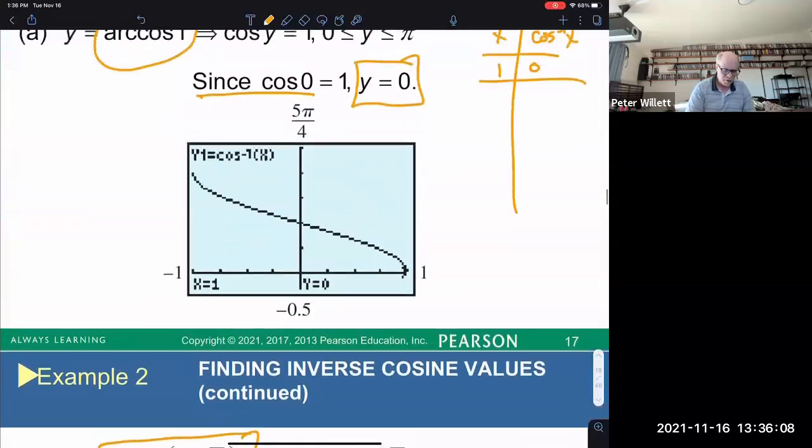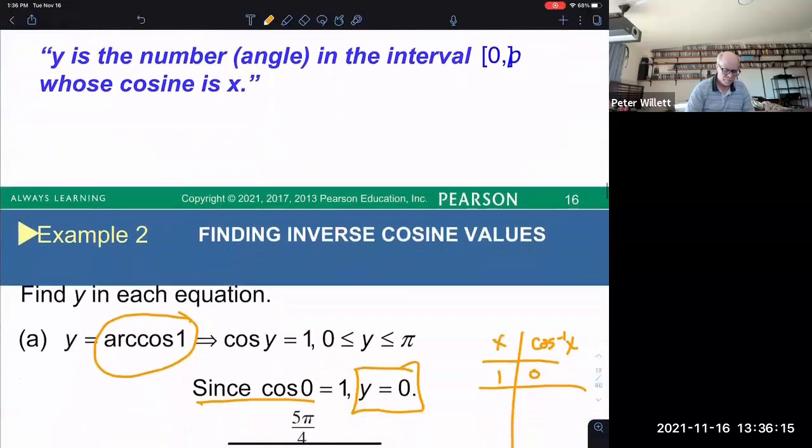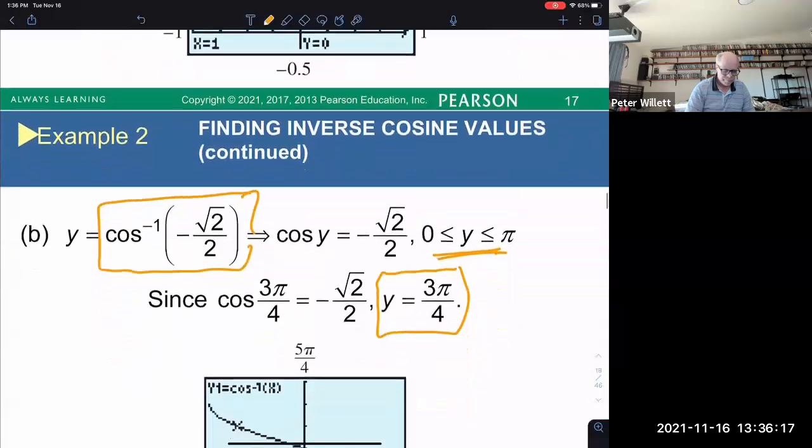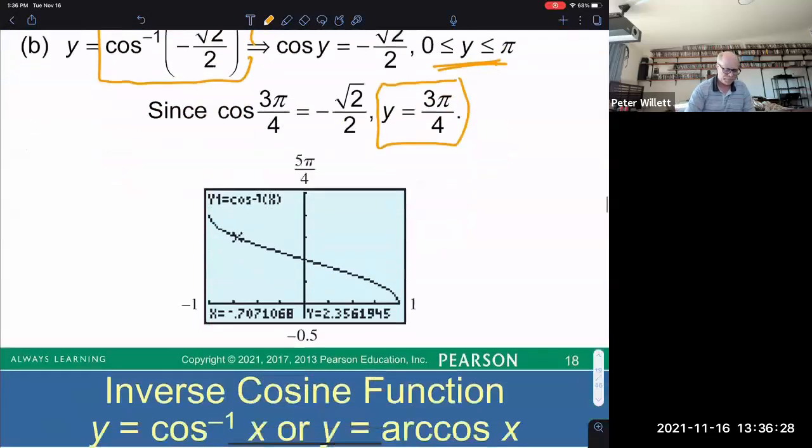And looking at this little restricted chunk here, you're talking about down here somewhere, or on the graph, you could say, all right, that's going to happen at 3π/4 when I'm stuck between 0 and pi, and so that's the answer for the inverse cosine.